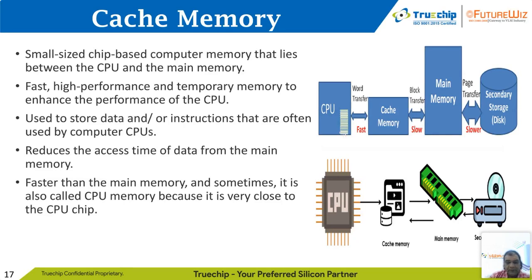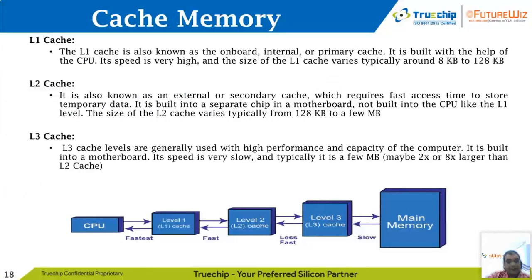Okay, so let's move on to the next slide. Like we discussed, there is L1 cache, L2 cache, and L3 cache. Out of this, L1 cache is the fastest and closest to the processor. Then there is a level 2 cache, which is a little far from the processor, and it talks to the L1 cache. And then there is an L3 cache, which talks to the main memory.